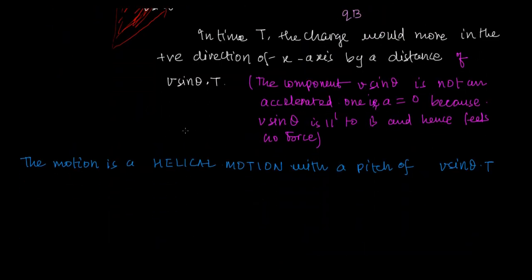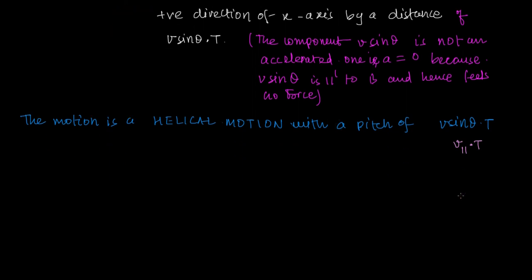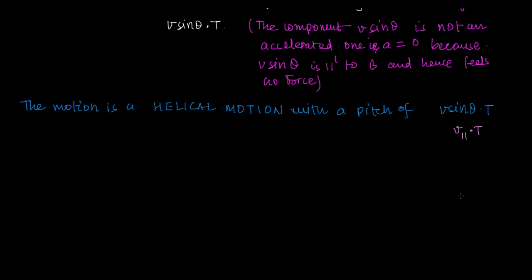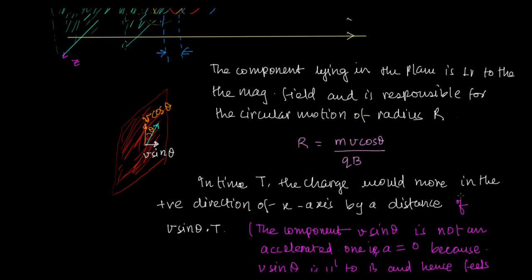We at times call it the V sine theta thing. We call this V parallel. V parallel into T. That is V parallel. Why? Because it is parallel to the magnetic field. Get that? So it is also termed as V parallel. Correct? It is termed V parallel. Fine? V parallel into T. That is the pitch of this helix.